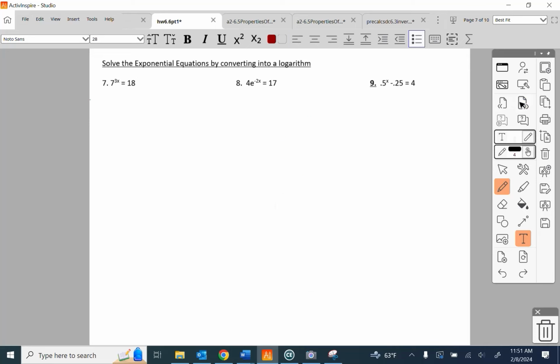Moving forward, here we have logarithms. So what we're going to do here is we're going to isolate the base first.